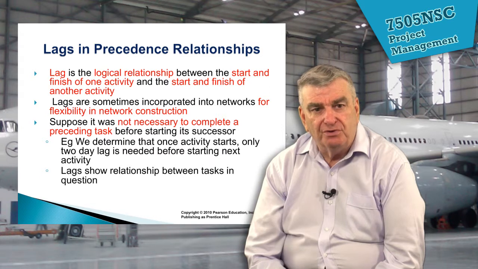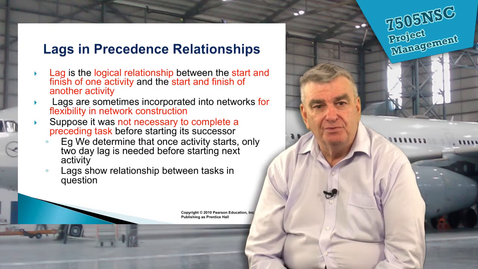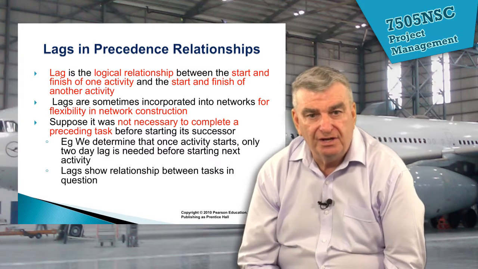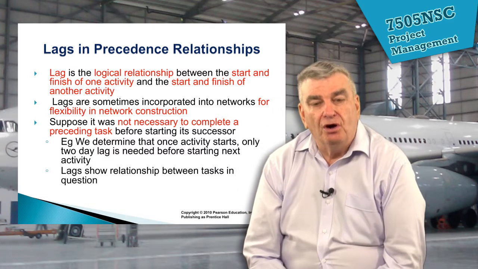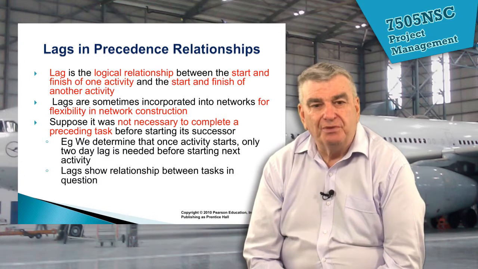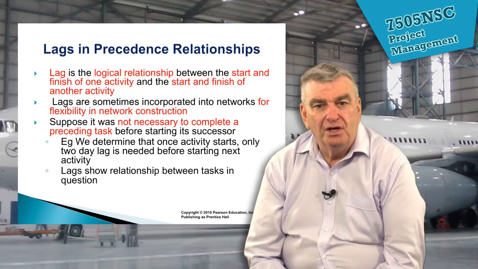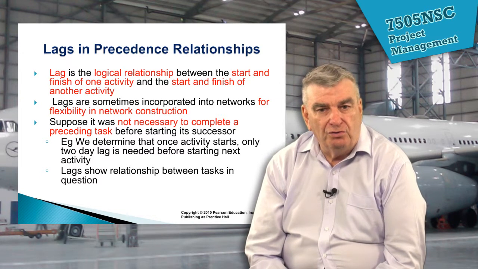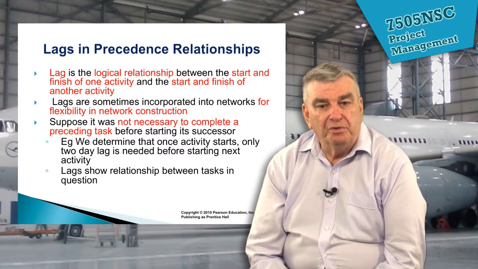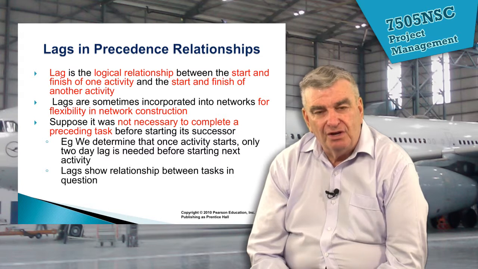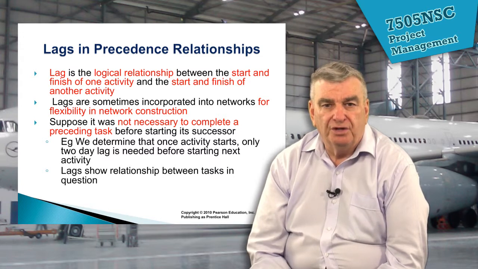We come to the concept of lags and precedence relationships, and a lag is simply a logical relationship between the start and finish of an activity and the start and finish of the next activity. This is something that's sometimes used in networks to give you a little bit more flexibility. For example, it could be that when you do a particular task, you might not be able to get the materials delivered on time. And so we can actually build this into the network itself. So it gives us this flexibility to work with the network.